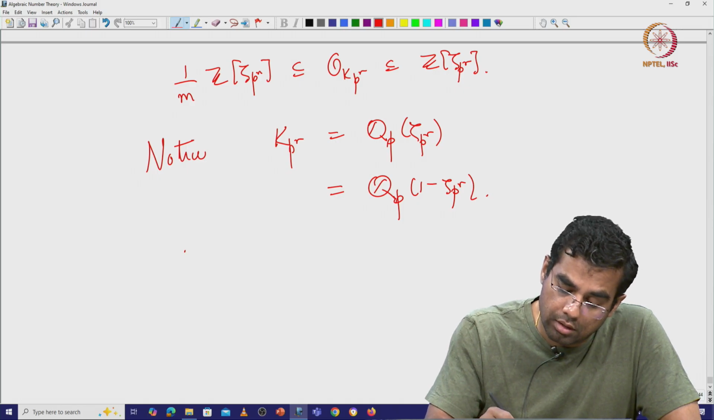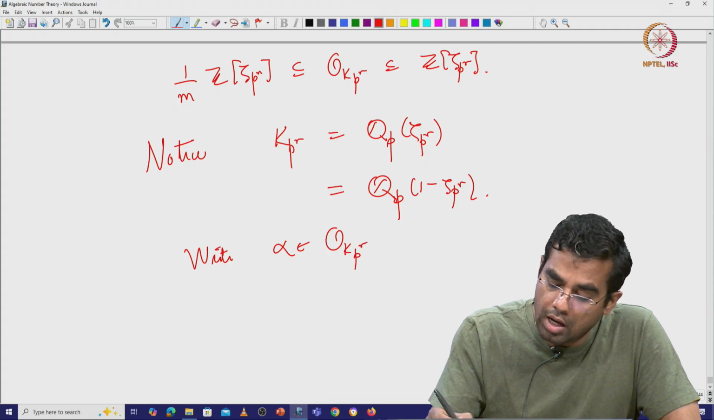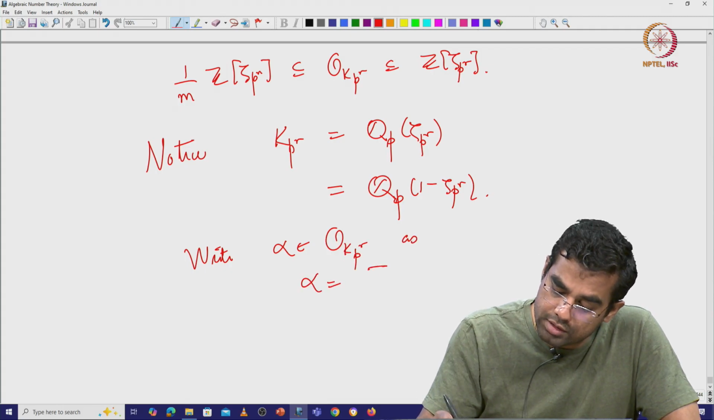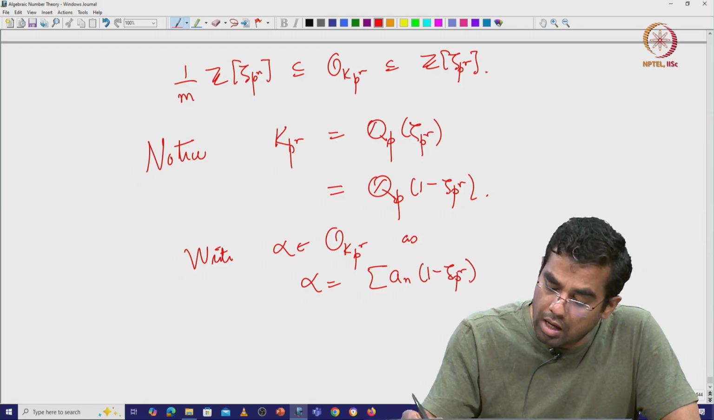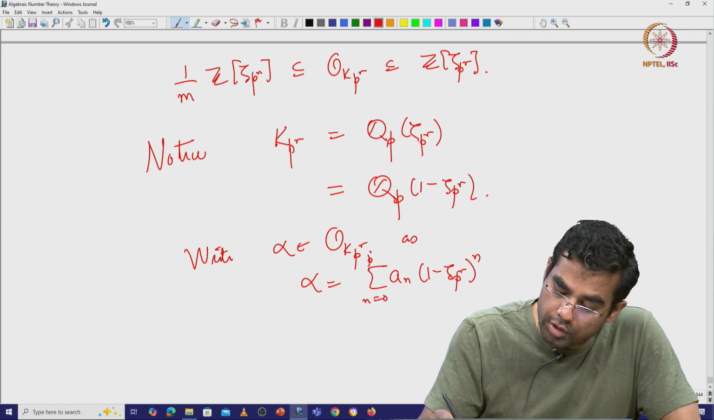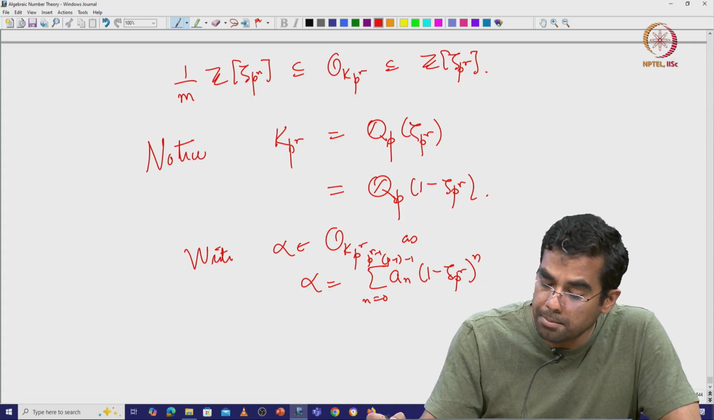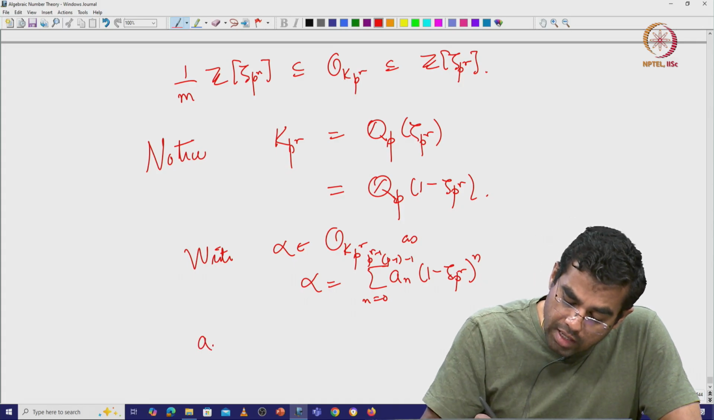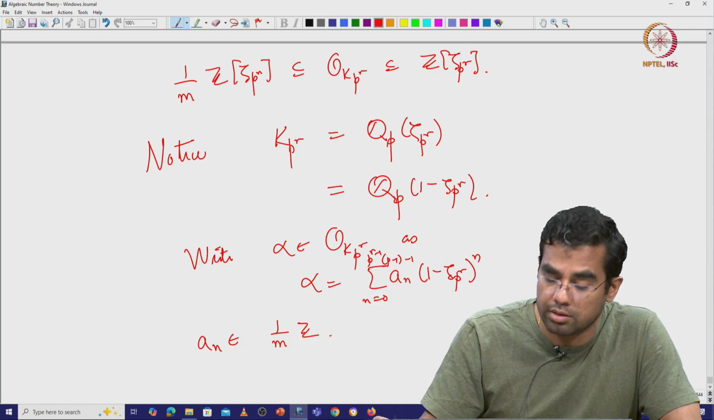And so you write α in O_{K_{p^r}} as α equals the summation of a_n (1 − ζ_{p^r}) to the power n, n going from 0 to p^{r-1}(p−1) − 1. Okay, and where do these a_n's live? These live in 1 over some power of p times Z, possibly.